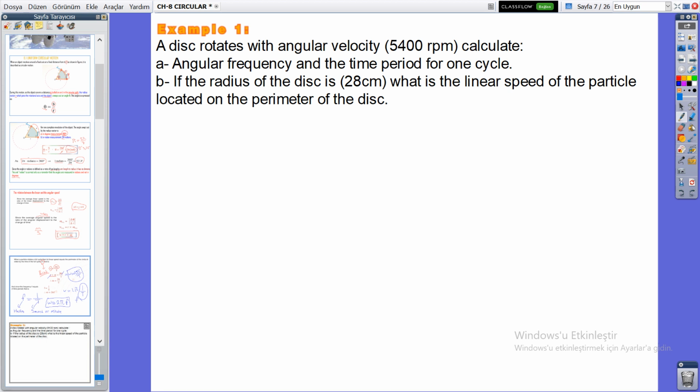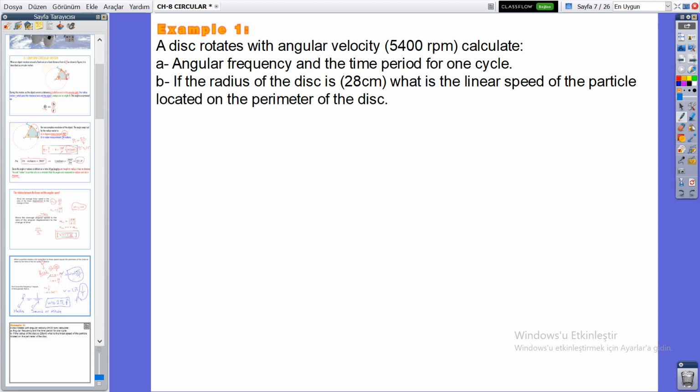Example: a disk rotates with the angular velocity 5,400 rpm. RPM means revolutions per minute. A: find the frequency and the time period for one cycle. Another question: if the radius of the disk is 28 centimeters, what is the linear speed of the particles located on the perimeter of the disk?